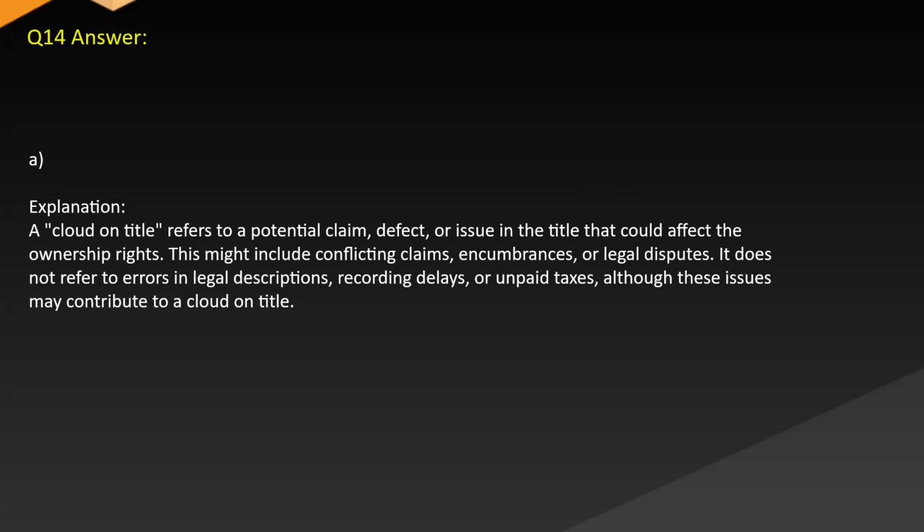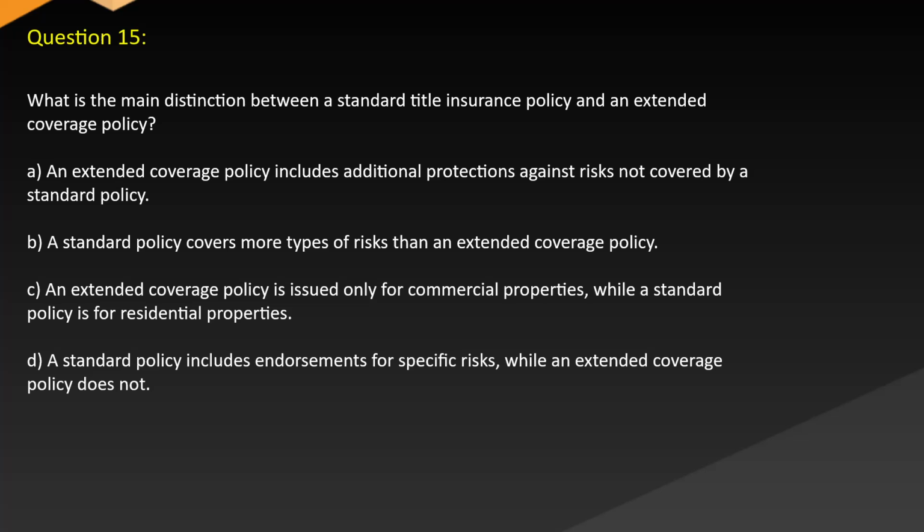Answer A. Explanation. A cloud on title refers to a potential claim, defect, or issue in the title that could affect the ownership rights. This might include conflicting claims, encumbrances, or legal disputes. It does not refer to errors in legal descriptions, recording delays, or unpaid taxes, although these issues may contribute to a cloud on title.